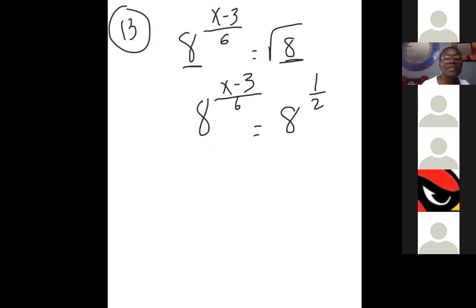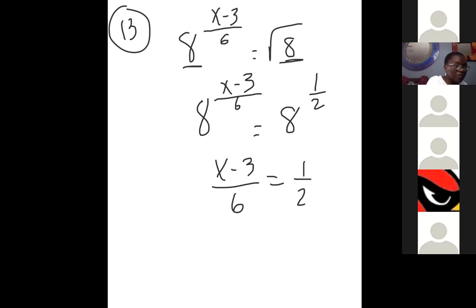Remember, for the majority of the time when you're working on these problems in the log section, you're going to have to convert your radicals to fractional exponents. So now, guys, we have equal bases, which means the exponents are equivalent to each other. So this is the equation that results.